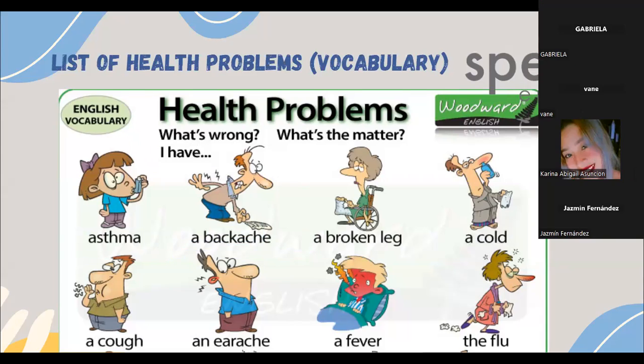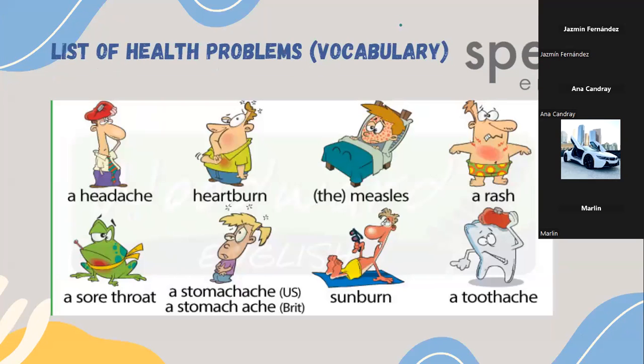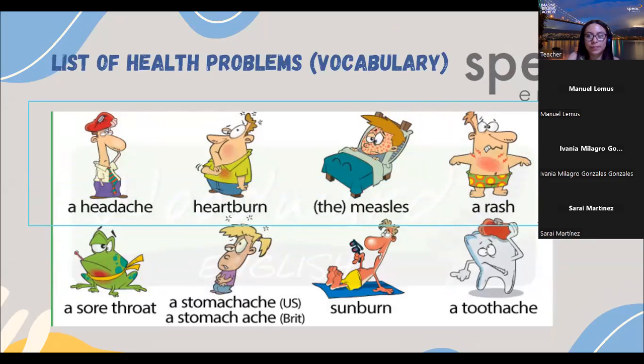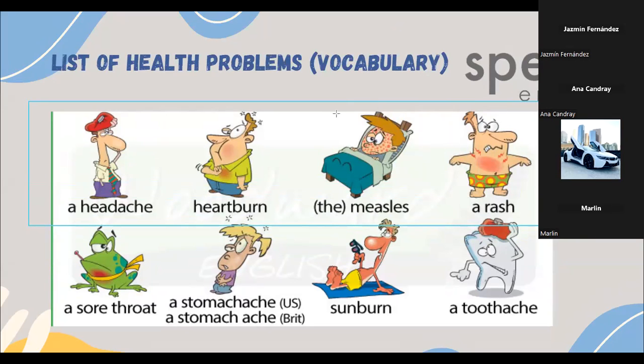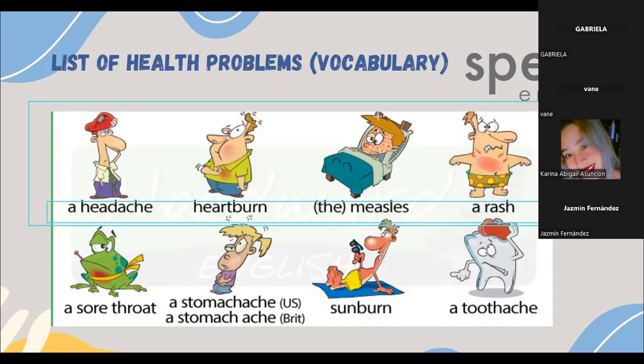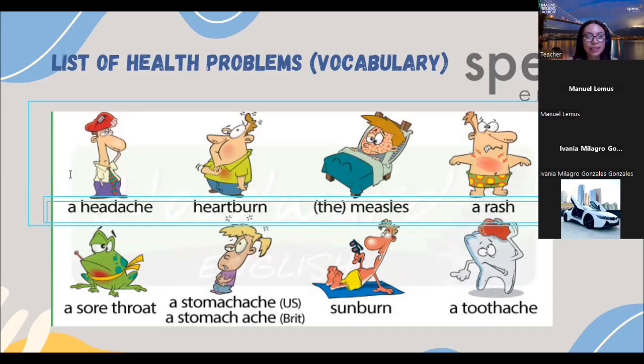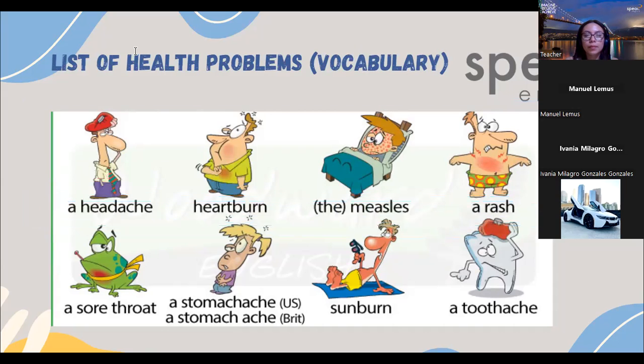So look at these. We have more examples. And in this one, let me ask Juan Antonio, can you help me read these four illnesses right here? Hello, can you help me read these four words? A headache? Headache, very good. The measles? The measles. A rash. Very good, Juan Antonio. Thank you for helping me read.